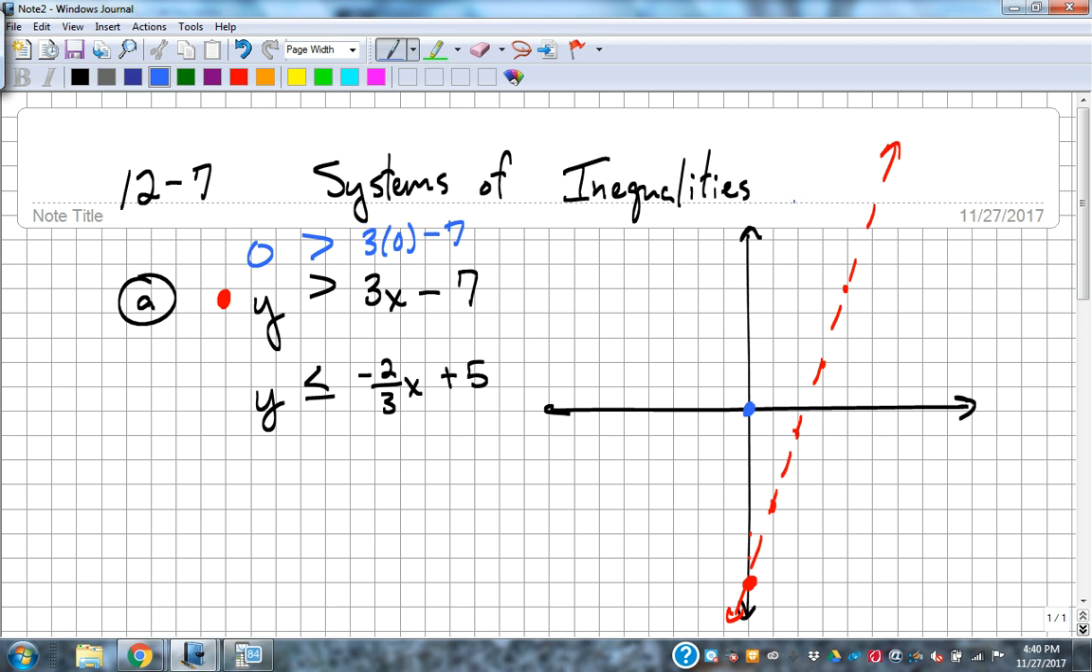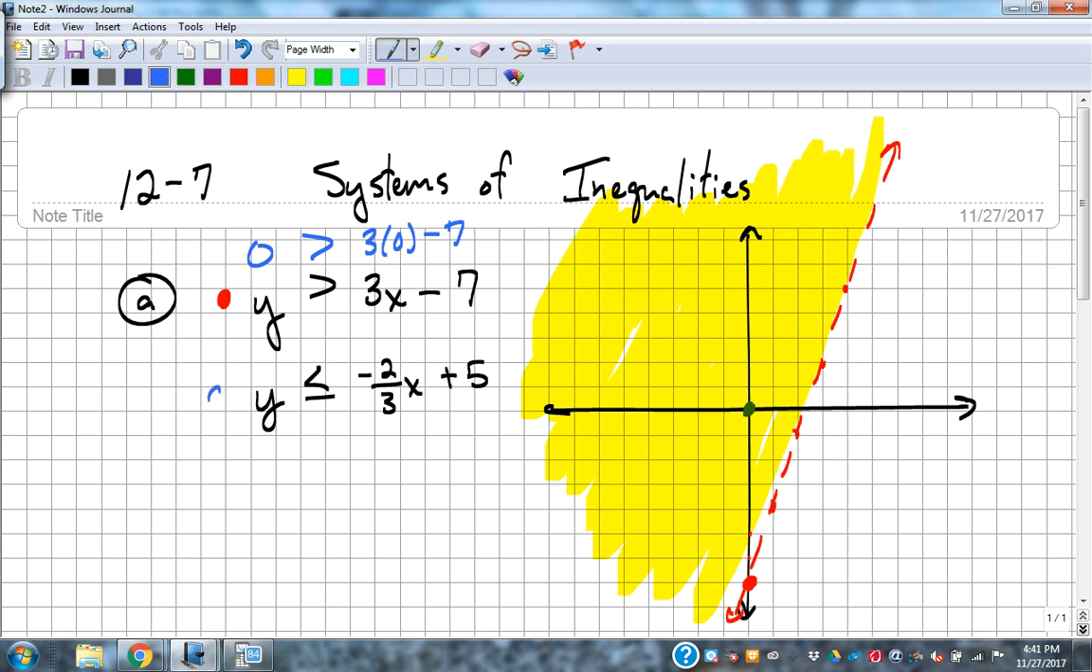Yes. So this side would be true. So my shading would occur above that one, which is to the left of that. Shading above. And then I'm going to go and graph the second one.